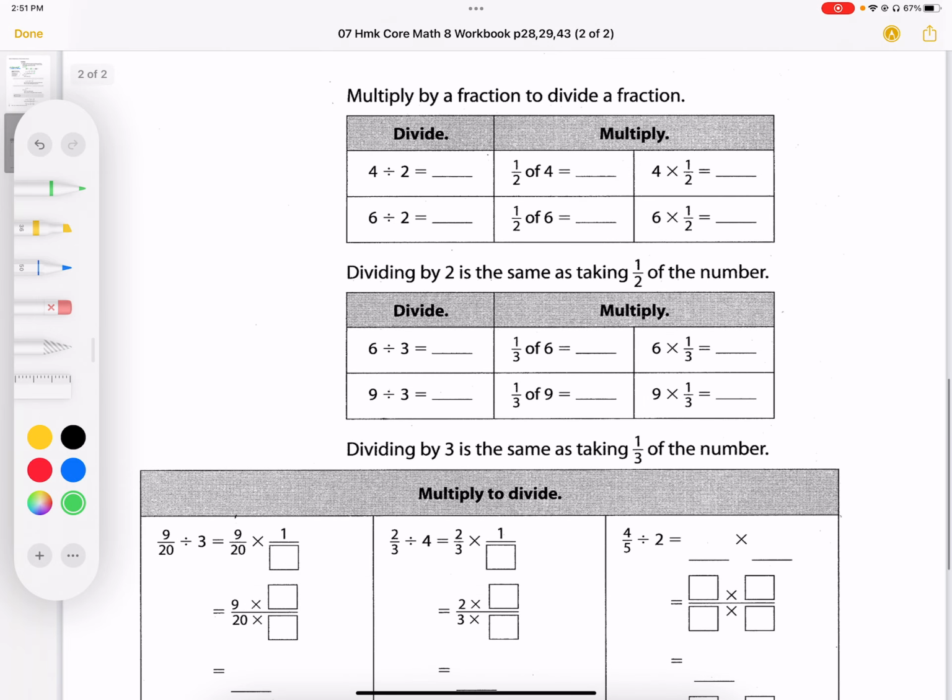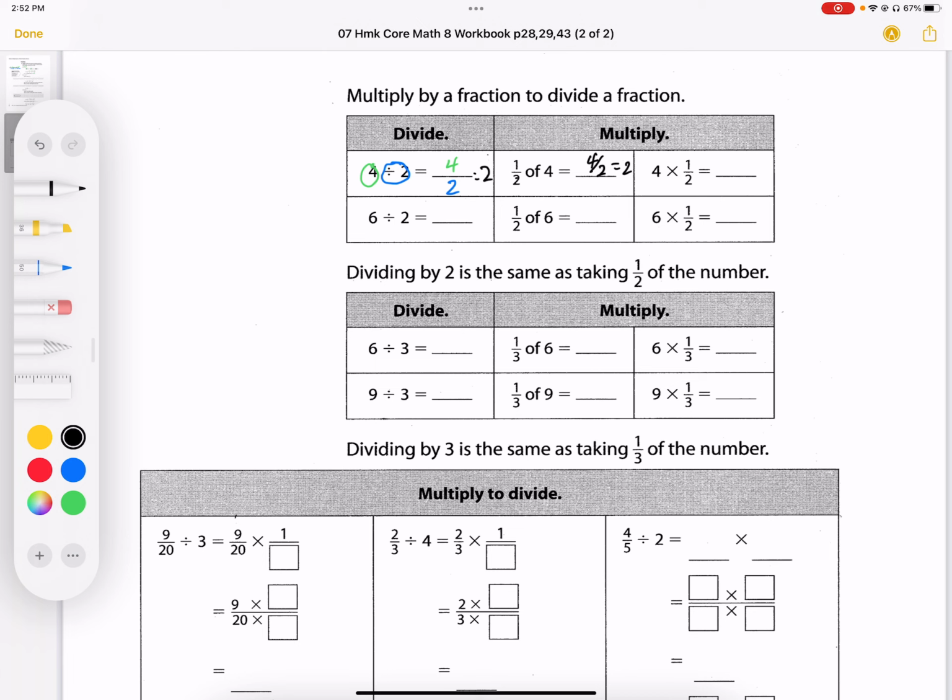So in this next page here, it says when we divide a fraction, multiply by a fraction, is to divide a fraction. So this example we've shown here is 4 divided by 2. Well, the 4 is a times, and the 2 is a divide. So that's going to be equal to 4 over 2, which is equal to 2. So 4 divided by 2 is the same as saying 1 half of 4, which is going to be 4 on top, 2 on bottom, which again is going to be 2.